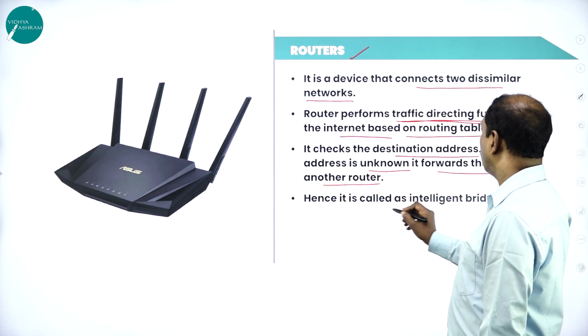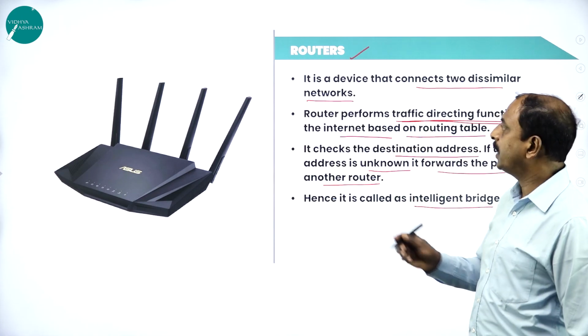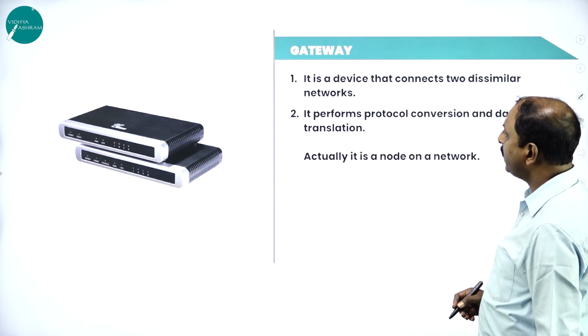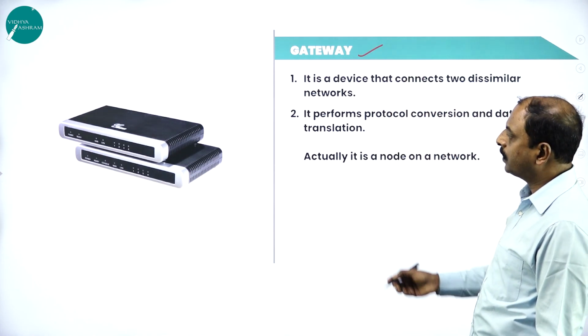Next one is called an intelligent bridge or intelligent device. So this is a router. In the next slide, we say gateway. So what is a gateway? Another network device. Look at the diagram.